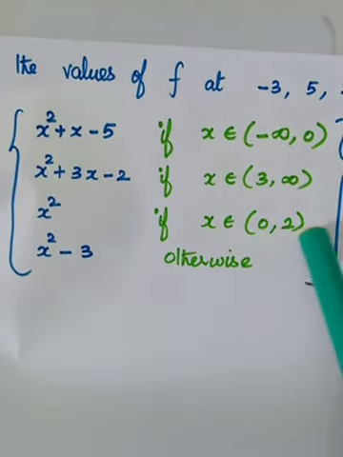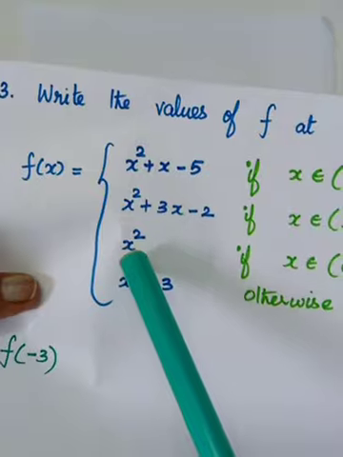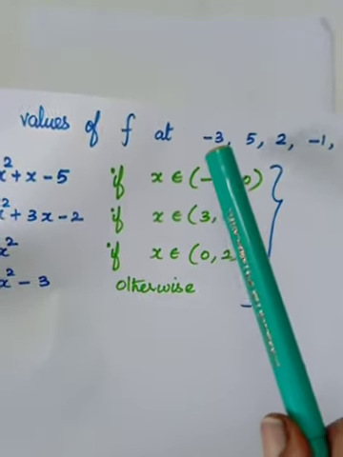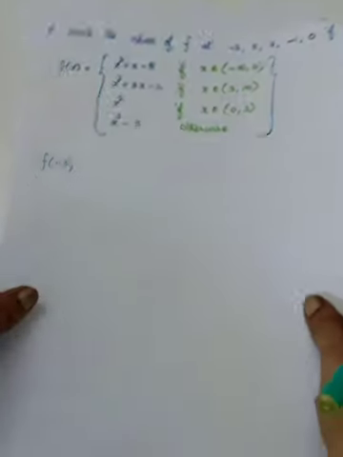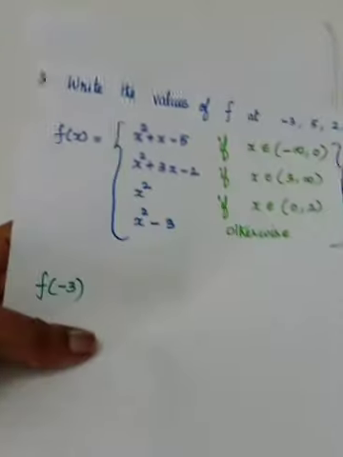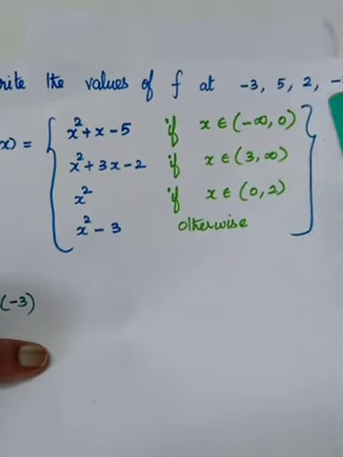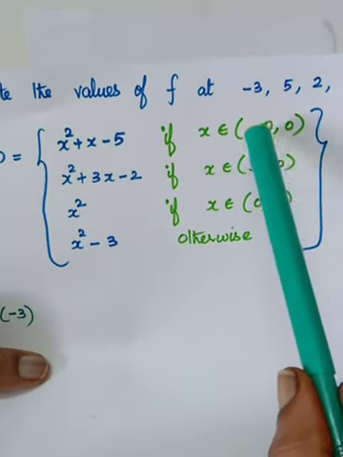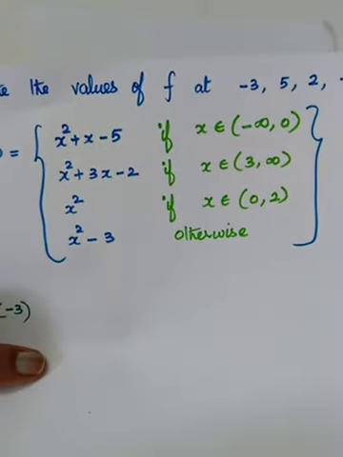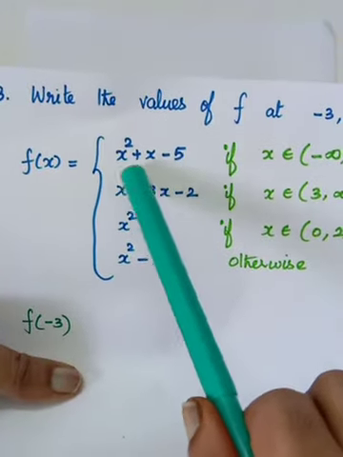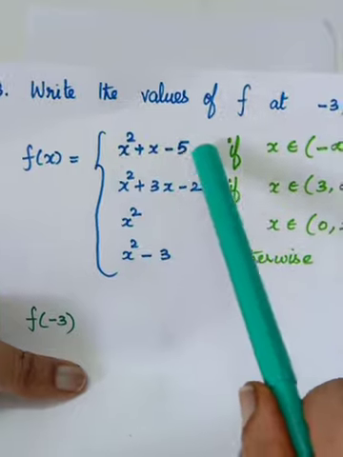So for these values, your f of x is x squared. Okay, so first, what do we have to find? What is asked? Write the values of f at minus 3. So you are going to find f of minus 3. Minus 3 is a negative value, so it will be included in the interval from minus infinity to 0. All the negative values are included in this. So we have to choose your f of x as x squared plus x minus 5.